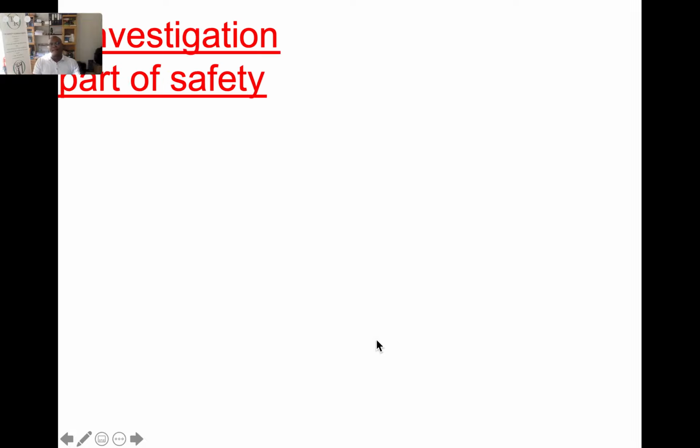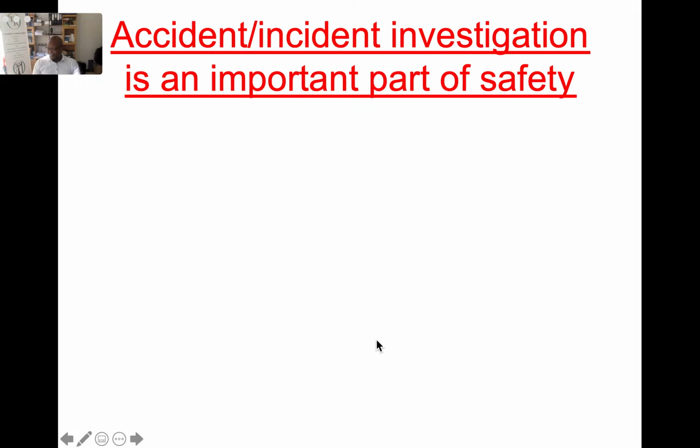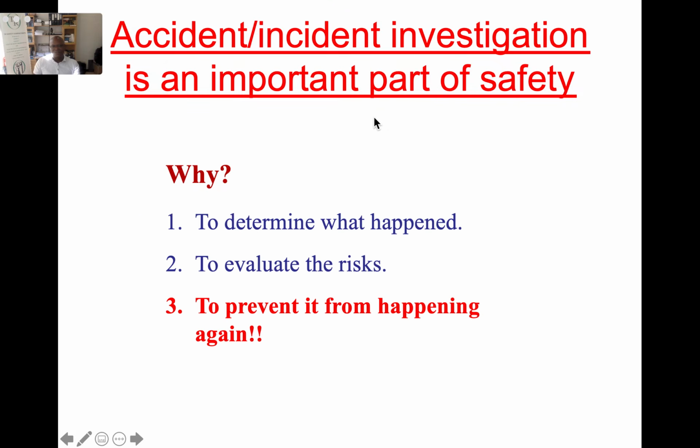Now, accident incident investigation is an important part of safety, particularly safety management, so to speak. Okay. Why do we investigate accidents? That's the question. Because we want to determine what happened, we want to evaluate the risk, but most importantly, we want to prevent it from happening again. For 2 marks, it's in red. We want to prevent it from happening again. That's for 2 marks. Okay.